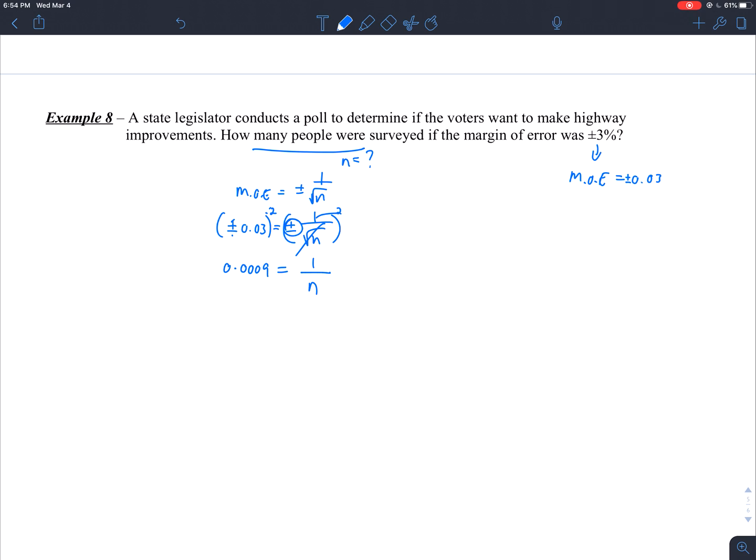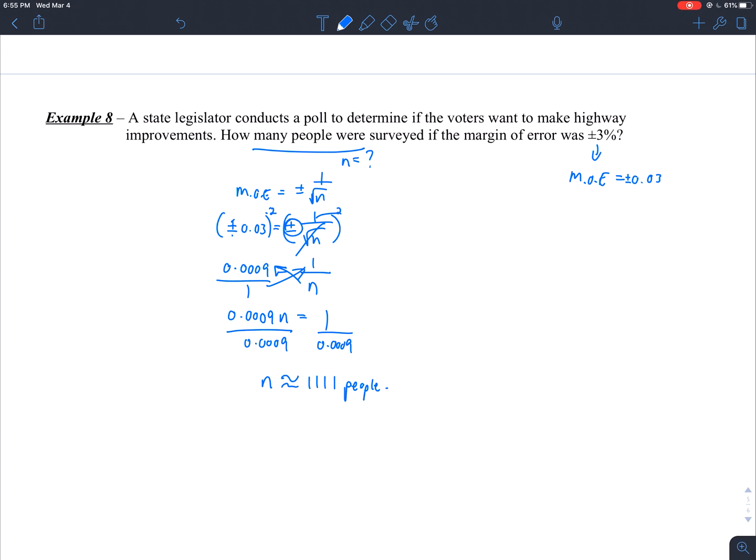Now we learned how to do this also in chapter 5. This is cross multiplication. You just cross multiply, so you get 0.0009n equals 1. This is just over 1, so 1 times there. Okay, and then divide by 0.0009, and if you punch that in your calculator, you get about 1111 people.